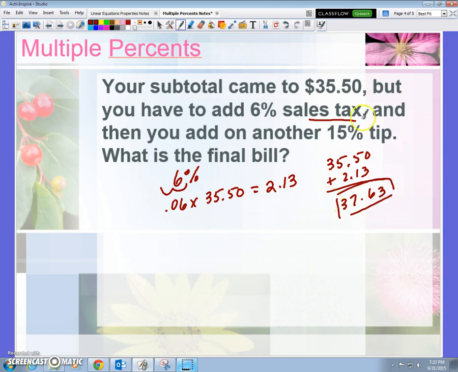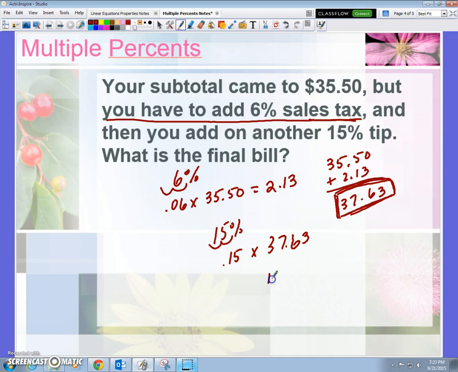All right, so now this is my new total so far. I'm on the right track. So we just added our 6% sales tax. Now I have to add on another 15% of this for the tip. So I'm going to take my 15%, change it to a decimal, 0.15, times now my total, 37.63. And when I take 37.63 times 0.15, I get 5.6445.